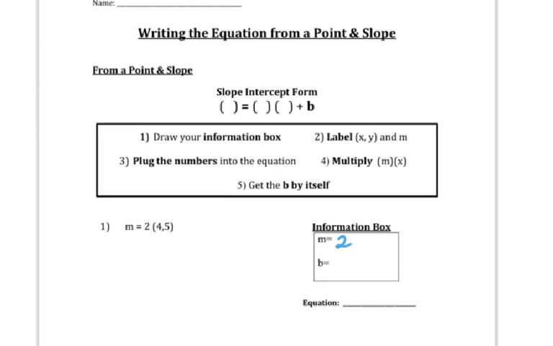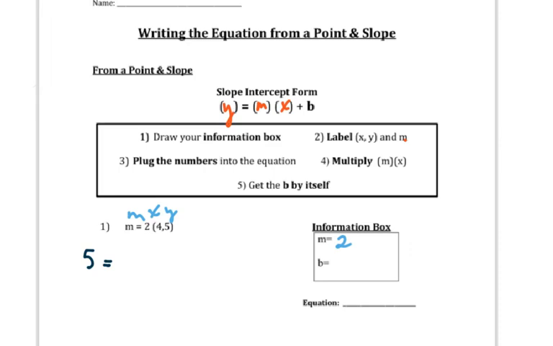So what we're going to do is use the formula y equals mx plus b. So it says, step 1, draw your information box. Done. Step 2, label x, y, and m. Okay, what that means is I know that this is an x, I know that this is a y, and it says that 2 is my m. Then it said plug the numbers into the equation. Okay, the equation says find your y value. Okay, my y value was a 5.